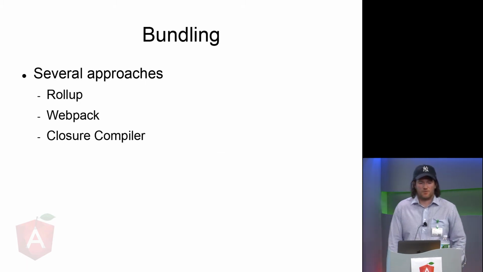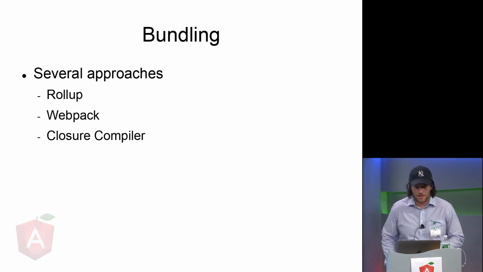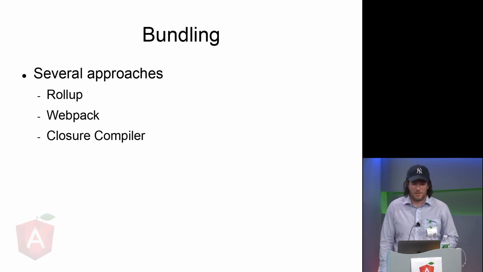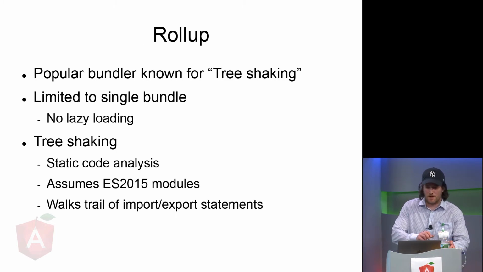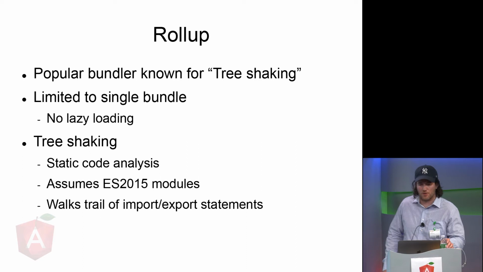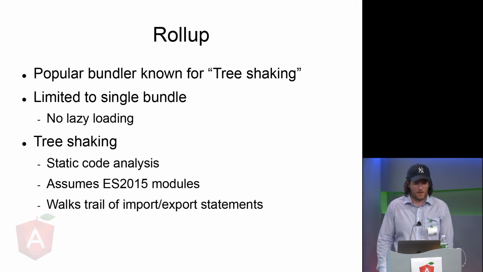And there are a few different options that you can use for bundling. Some really popular ones are Rollup, Webpack, and the Closure compiler. I'll talk a little bit about each one. Also, if we have time, I'll do a demo where I have deployed the same app using various techniques, and we can look at some of the pros and cons here. So let's talk a little bit about Rollup. Rollup is a pretty popular bundler. It's known for what's called tree shaking. I'll talk more about that in a bit.